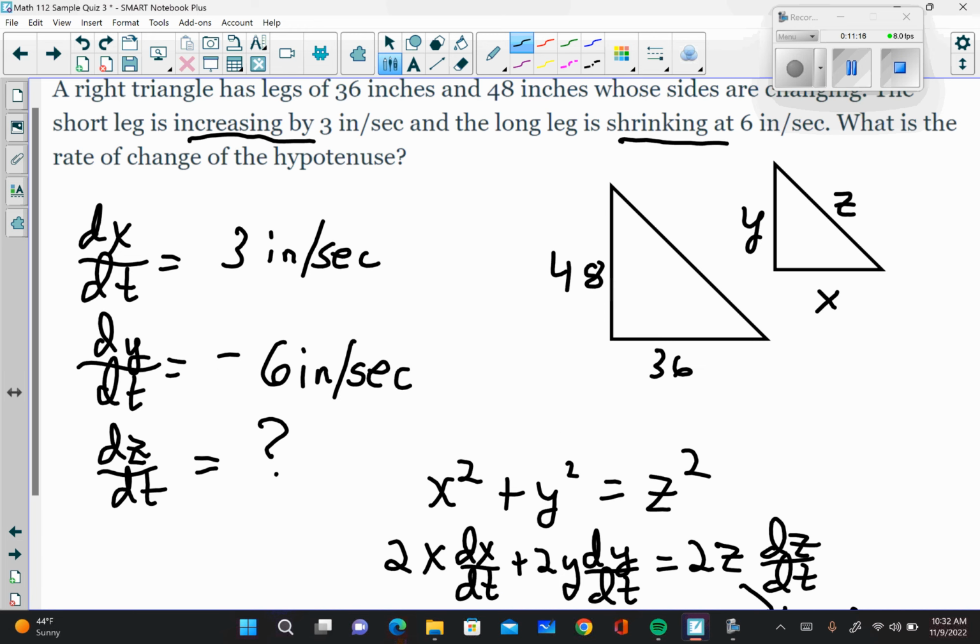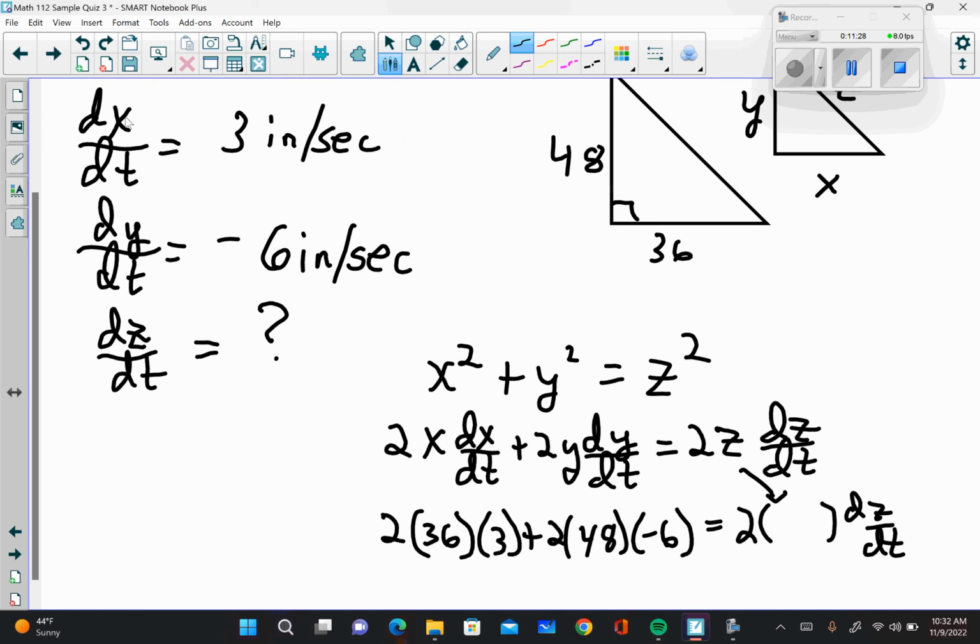In this original triangle, before the shrinking and increasing, it didn't tell us what z is at that time, but we can figure that out because we know that 36 squared plus 48 squared has to equal this hypotenuse squared. A squared plus b squared equals c squared.